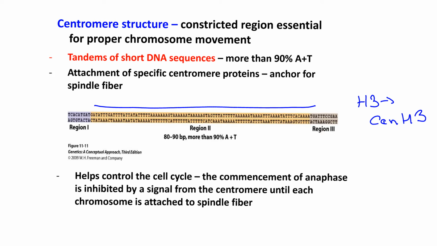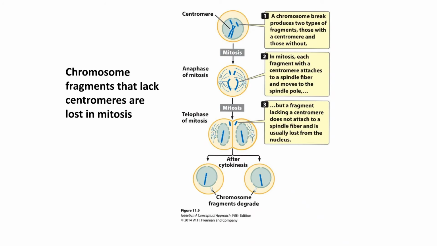The importance of the centromere is actually outlined in the following experiment. The importance of the centromere in the proper movement of chromosomes was recognized very early by geneticists, and what they observed was that if the chromosome undergoes a chromosome break right here in mitosis, fragments which do not have a centromere do not attach to the spindle fiber and do not move to the poles. So these fragments will be lost after mitosis and basically they will degrade.